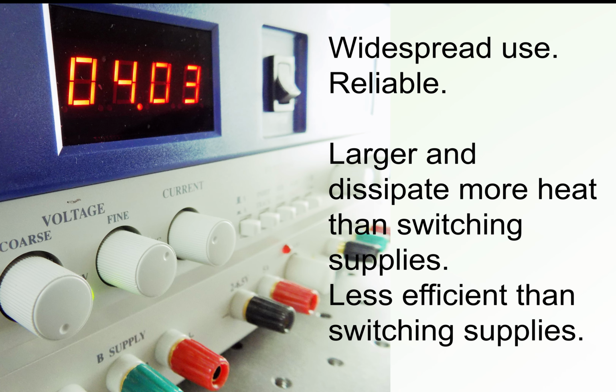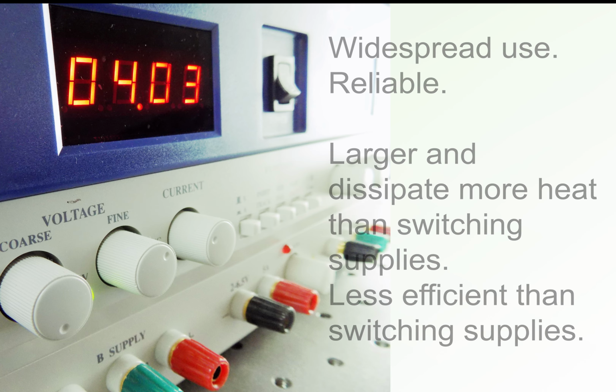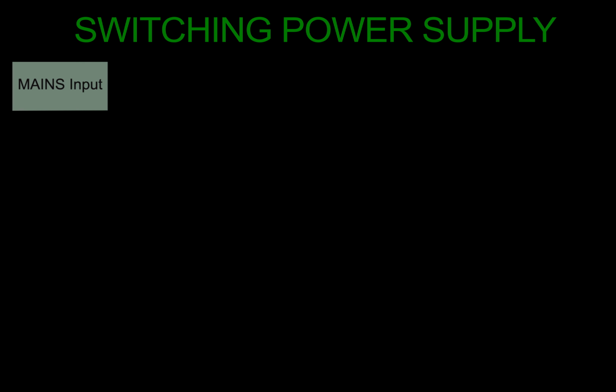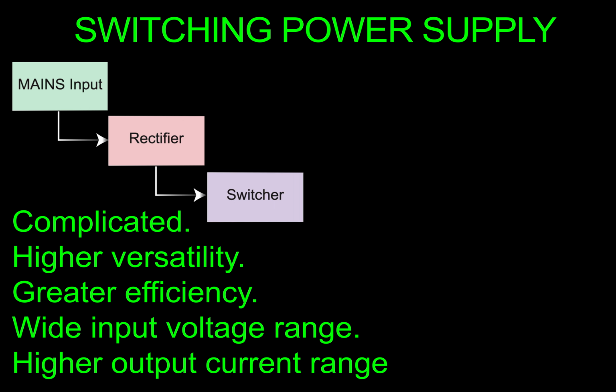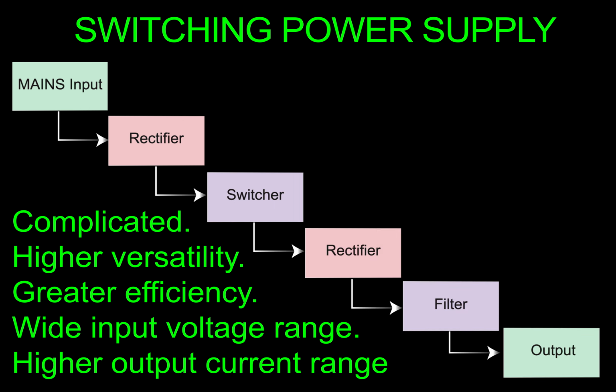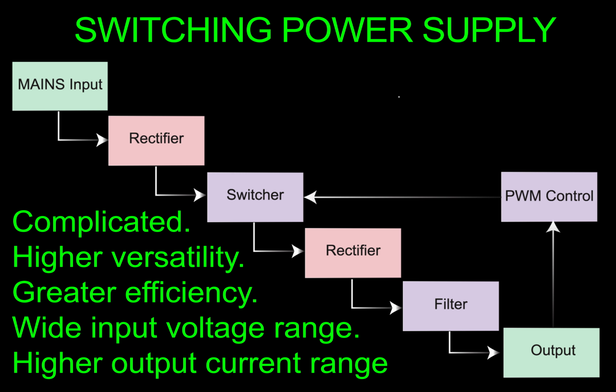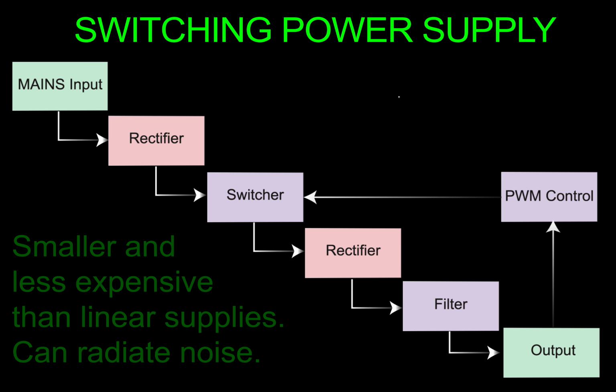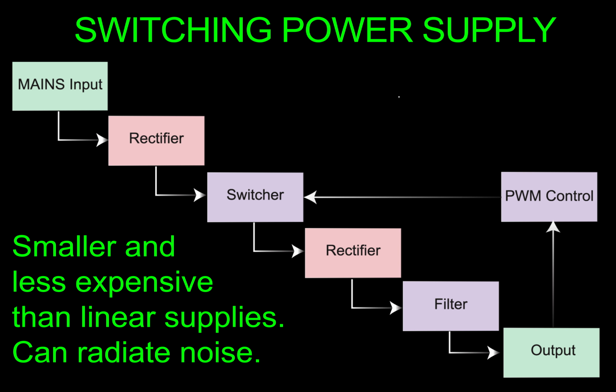Compared to switching power supplies and batteries, they are also less efficient, sometimes exhibiting only 50% efficiency. Switching power supplies are more complicated to construct, but have greater versatility and polarity, and if designed properly, can have an efficiency of 80% or more. They typically have a wide input voltage range and a higher output current range. Although they have more components, they are smaller and less expensive than linear power supplies.